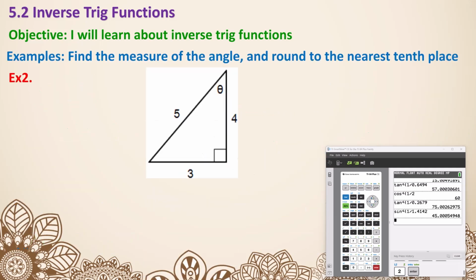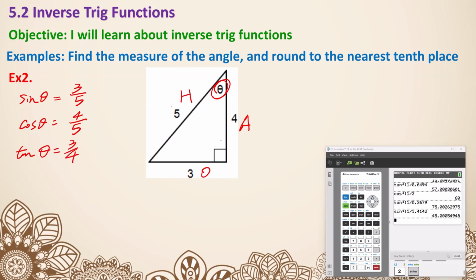Moving on. Example 2. This time, we are going to use that to help us find the angle. Find the measure of the angle and round to the nearest tenth place. We're given all three sides, but this is the angle we're trying to find. Based on that angle, 3 is the opposite, 4 is the adjacent, and 5 is the hypotenuse. So we can write out all three of the most basic trig ratios. Sine theta is 3/5. Cosine theta is 4/5. And tangent theta is 3/4. Now, you can use any one of these to find out what exactly theta is.